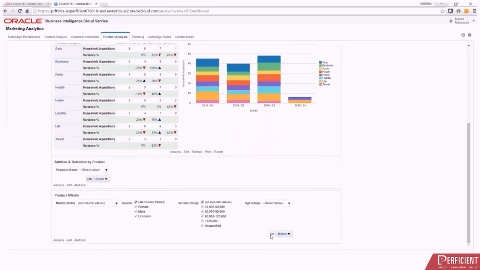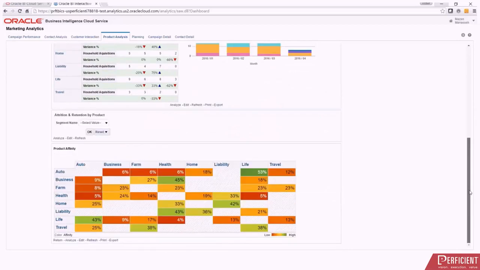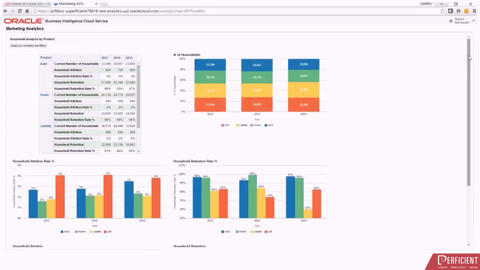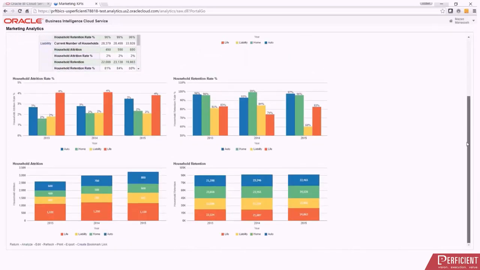This dashboard also allows us to figure out the next best product to promote to a certain group of people. We basically look at the product affinity report to understand the best cross-sell strategy. And to know which products are resulting in better customer retention, refer to the attrition and retention by product set of reports.